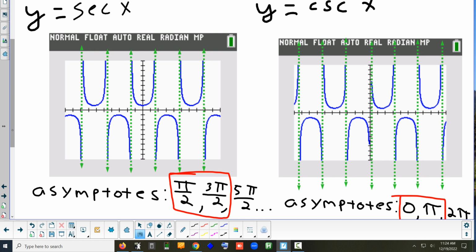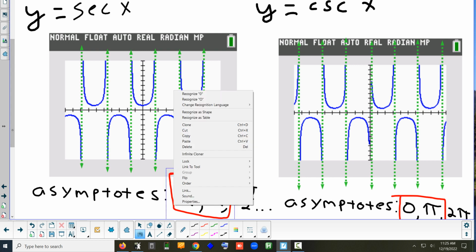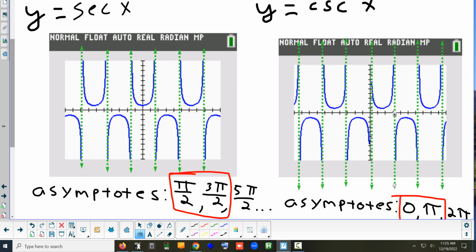For cosecant, we get an undefined value, an asymptote, everywhere that sine is 0. Where is sine 0? 0, pi, 2 pi, 3 pi, 4 pi, and so on. For secant, we get an asymptote everywhere that cosine is 0. Cosine is 0 at odd multiples of pi over 2. So that's where we get our vertical asymptotes, the zeros of cosine. And here, it's the zeros of sine.